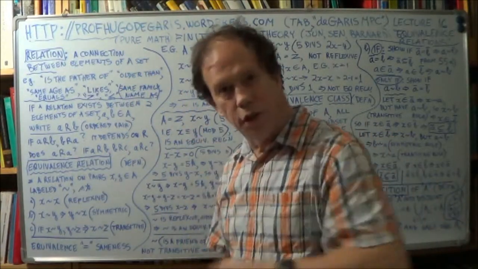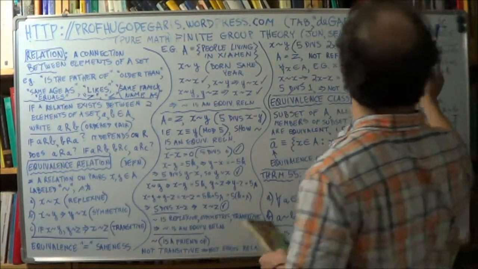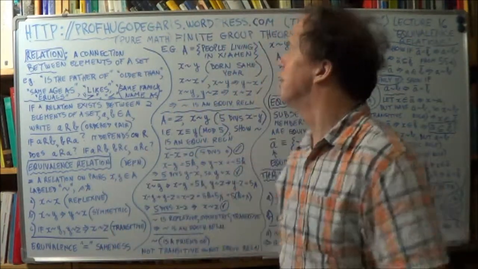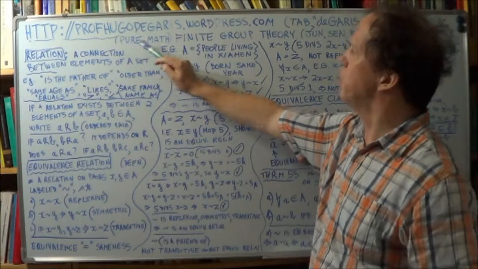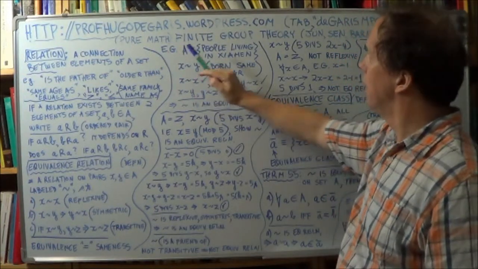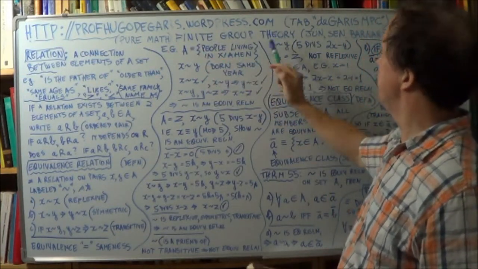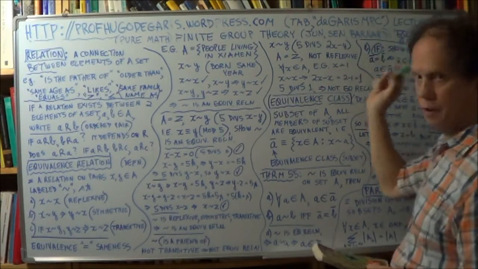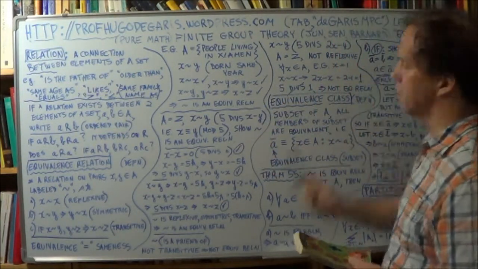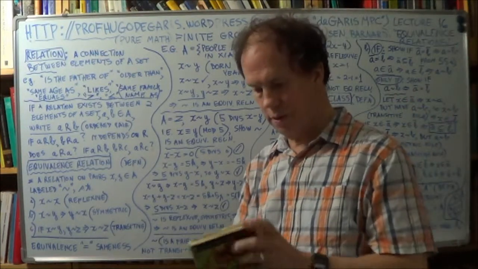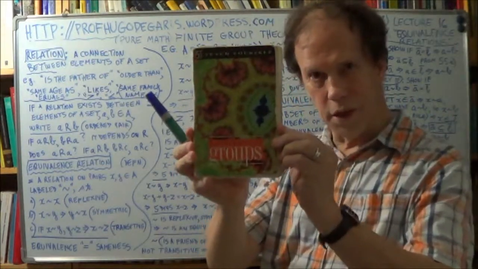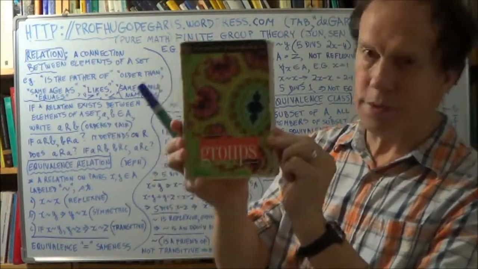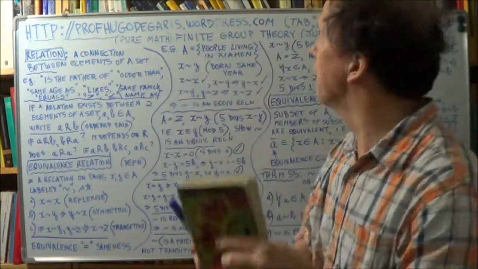This is lecture 16 on equivalence relations. It's a part of a pure math course called Finite Group Theory at junior and senior level. The first author of the text that I use is Barnard. And here's the text. It's in the Teach Yourself series, and the title is Mathematical Groups.